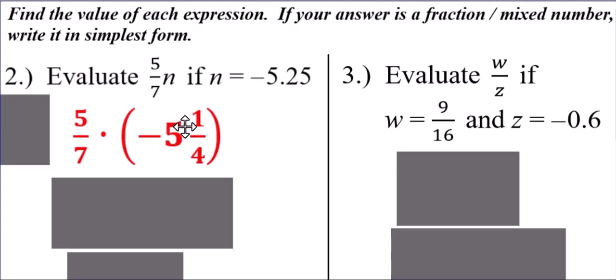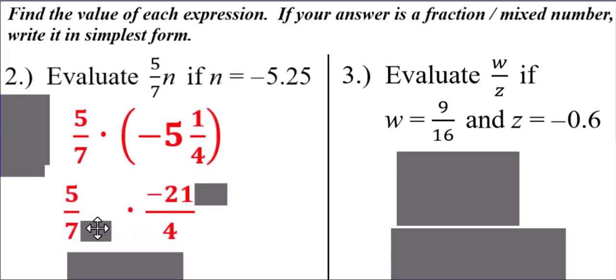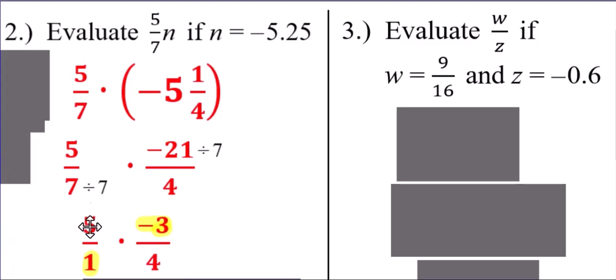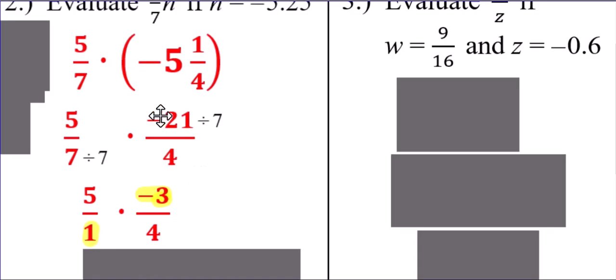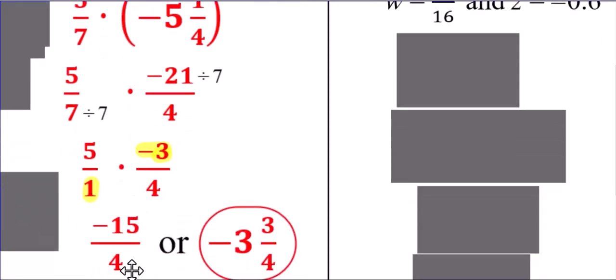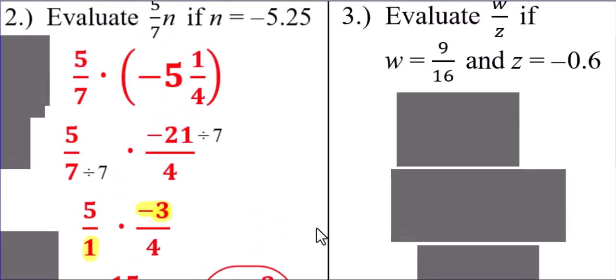4 times 5 is 20, plus 1 is 21. And yes, 7 and negative 21, they are both divisible by 7. So reduce whenever you can reduce before multiplying. Here's what you get. 7 divided by 7 is 1. Negative 21 divided by 7 is negative 3. If you like to do the crossing out method instead, fine. Your choice. You'll still get the 1. You'll still get the negative 3. 5 times negative 3 is negative 15. 1 times 4 is 4. How many 4s make 15? 3 of them with 3 left over. Keep it negative, and you get negative 3 3/4.